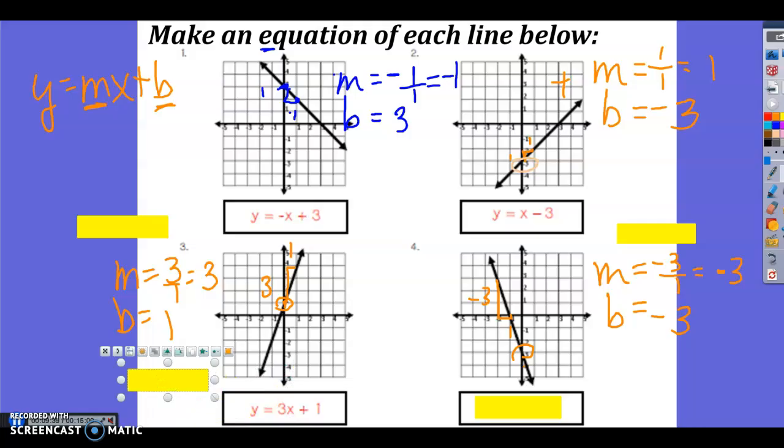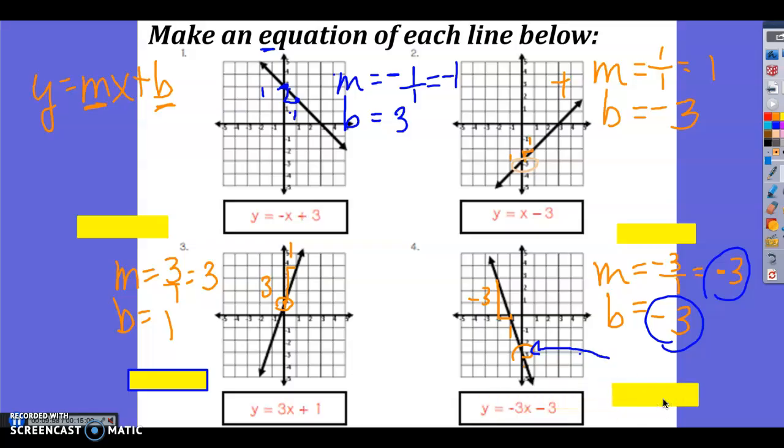In problem number 4, if you look at the 2 points, the slope is down 3 over 1, or -3, and the y-intercept is down here, right down here at -3. So there's your slope, there's your y-intercept. So your final equation should be y equals negative 3x minus 3.